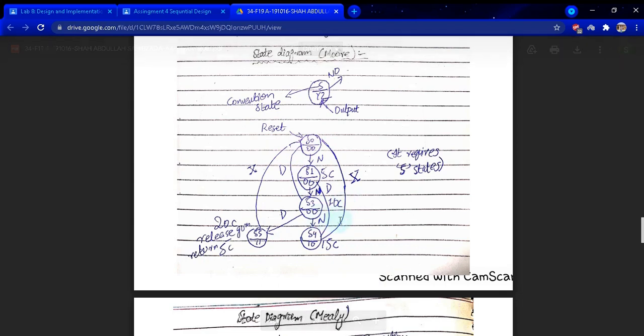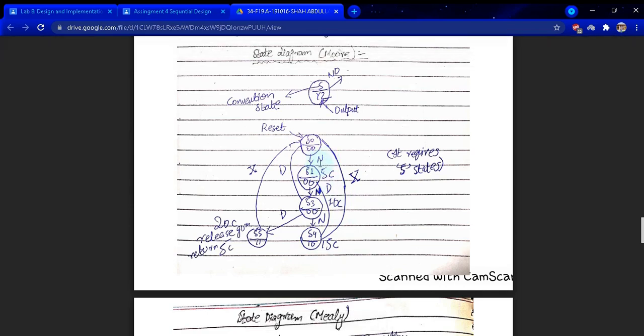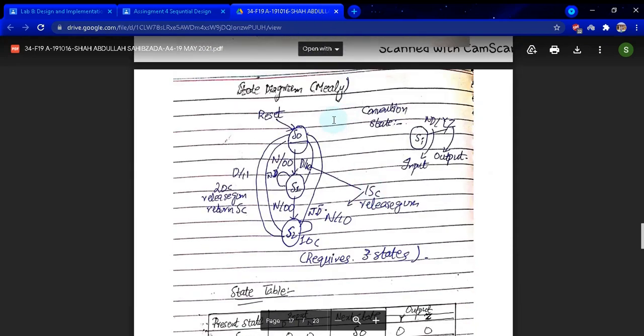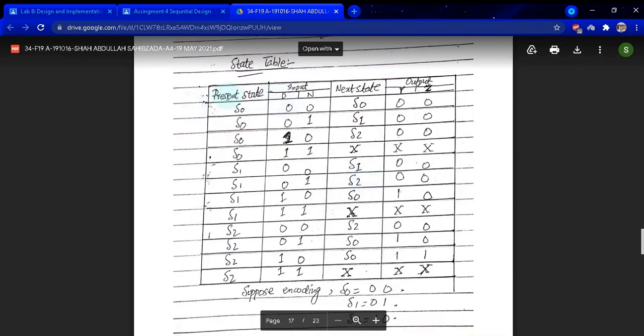Here we can see these are our four conventional states, and furthermore our outputs and our inputs given. First we have given N, then D, and then a change is given, and N is similarly given. Then it is given the input of D. There are basically five conventional states here. And in the Mealy diagram, there are only three conventional states, and this is our Mealy diagram.